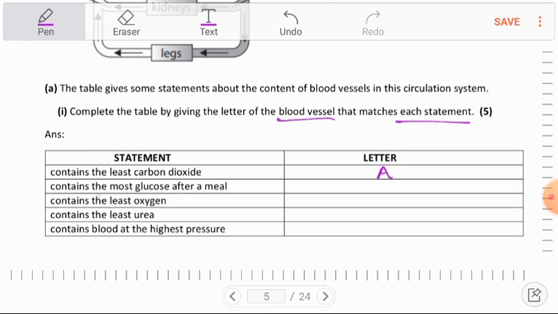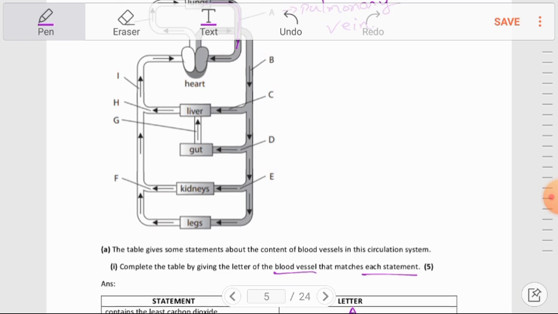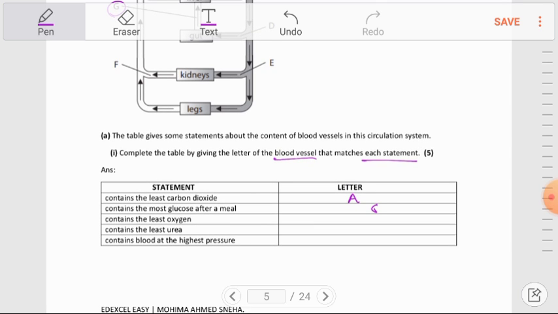Second, it says contains the most glucose after a meal. Contains the most glucose after a meal would be this G, because from gut to liver it connects the gut to the liver, and in the liver the glucose removal and everything happens. So option G is the correct answer.